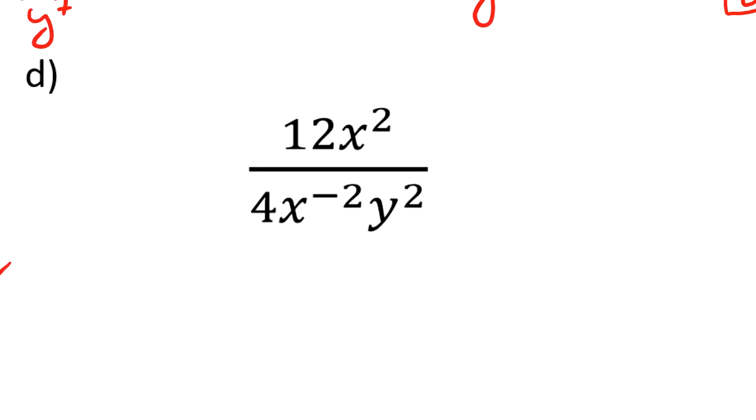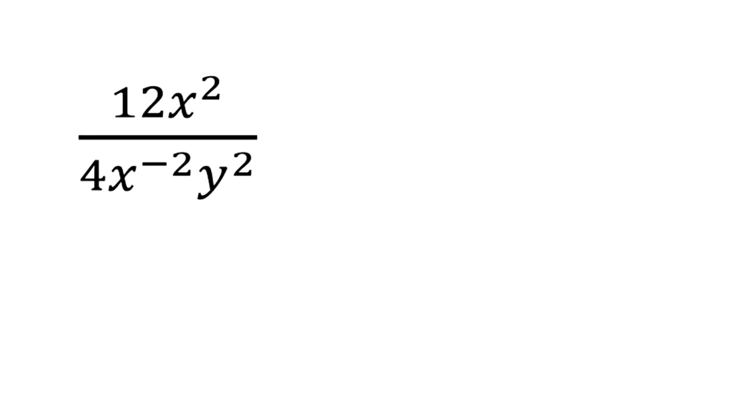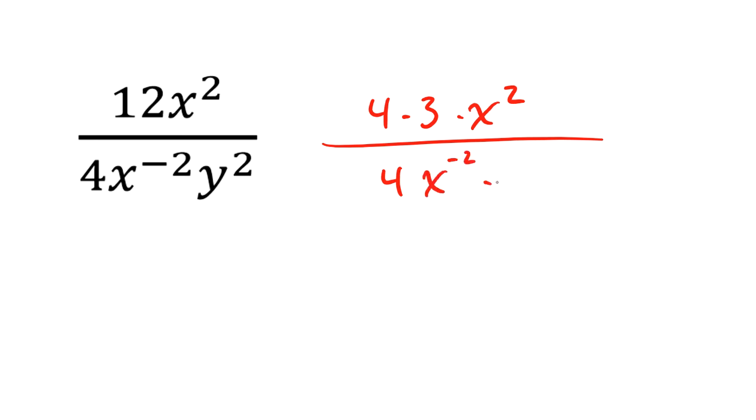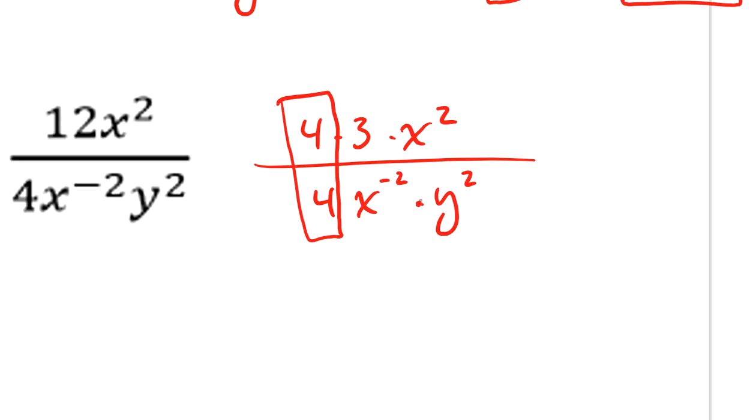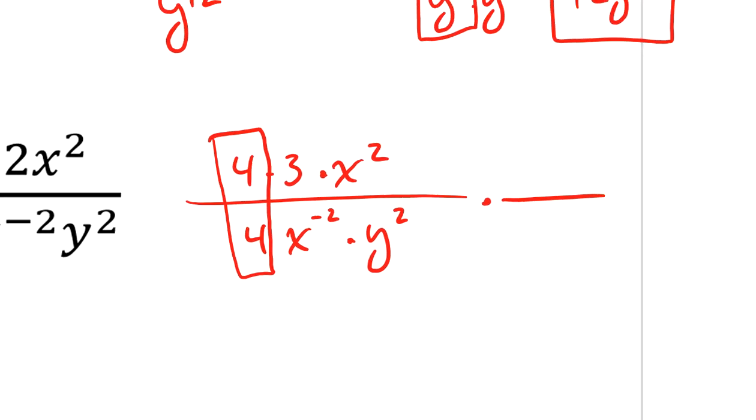And then finally part D. In D, I can see this 12 over 4. 12 is a 4 times a 3, and then I've got an x squared. In my denominator, I've got this 4, and I do have this x to the negative second, and I have this y to the second. So this is a giant 1, so the 4 is gone. In my denominator, to take care of this x to the negative second power, I'm going to multiply this fraction by x to the positive second over x to the positive second.